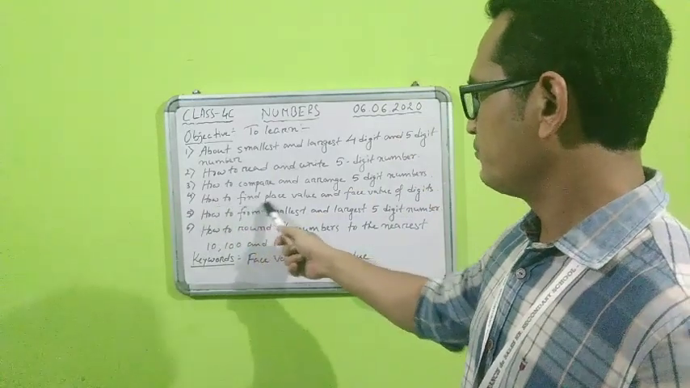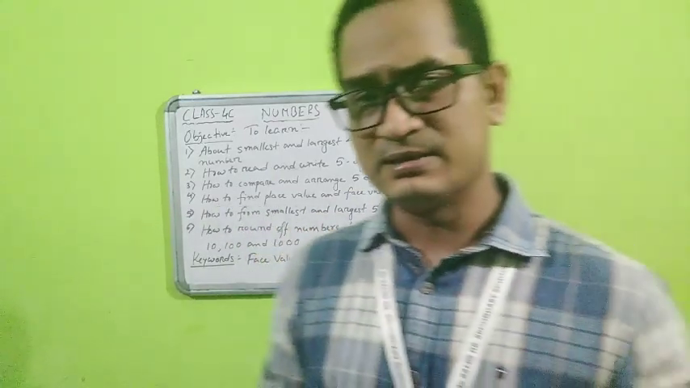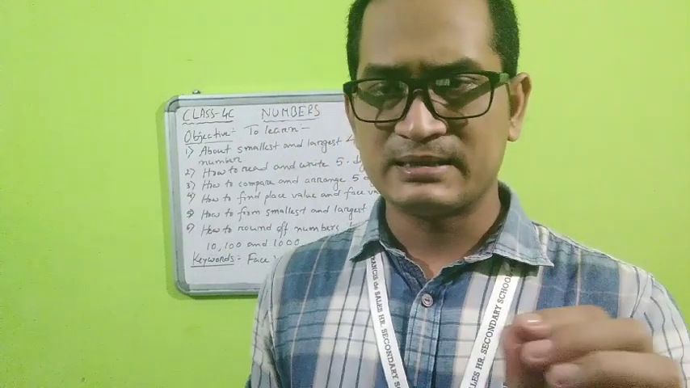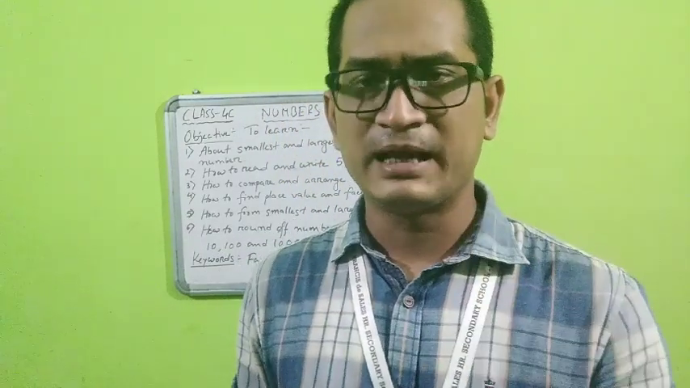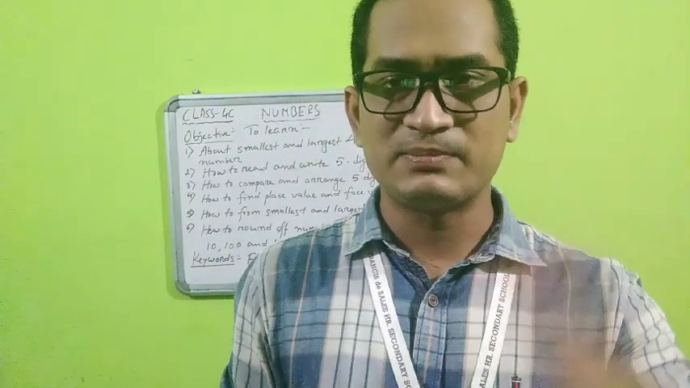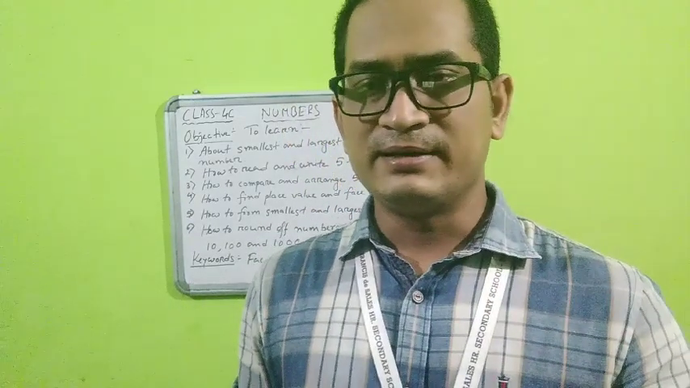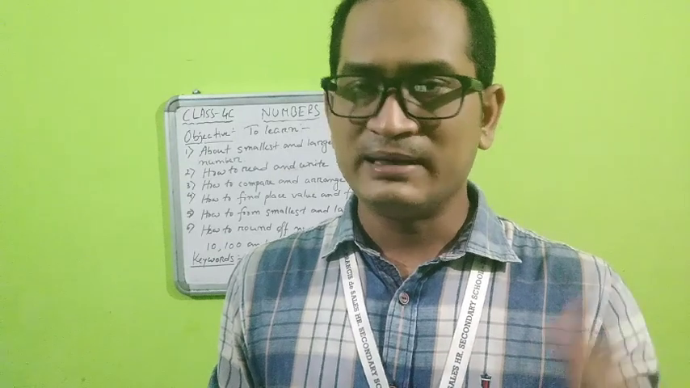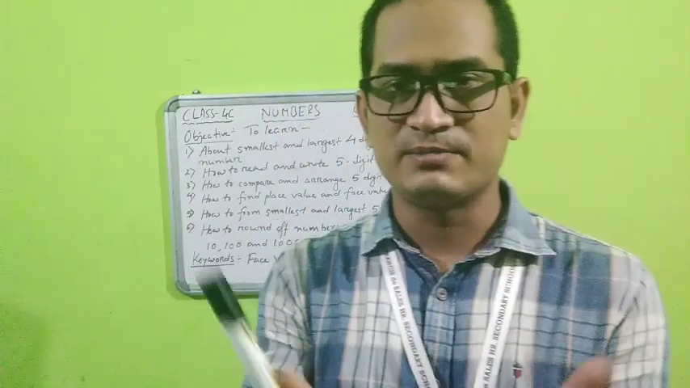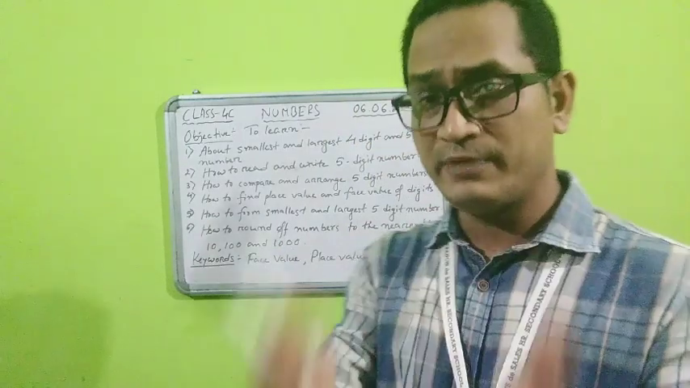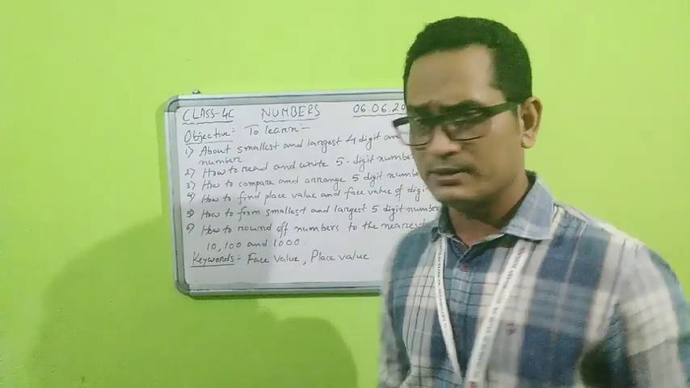Next, number 4, how to find place value and face value of digits. Now this is very important. Students get confused most of the time with these 2 words, place value and face value. In fact, some students know the place value properly, but they don't know the face value. Fine. They look the same, but what is the difference between place value and face value, and how to find it, that we are going to learn.